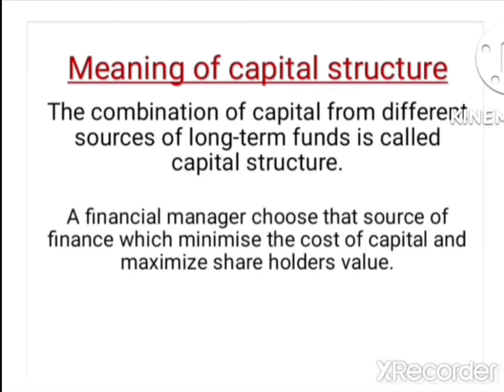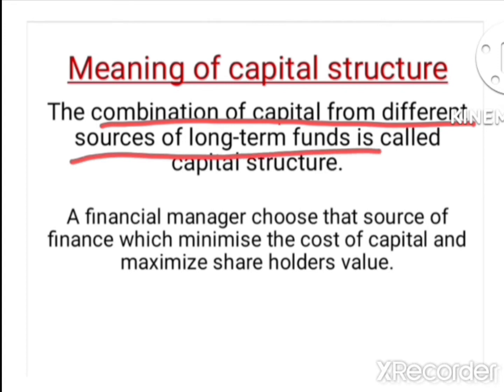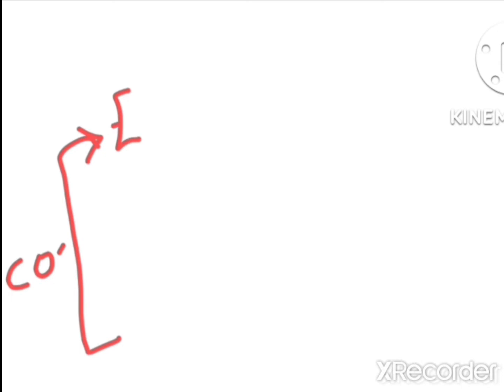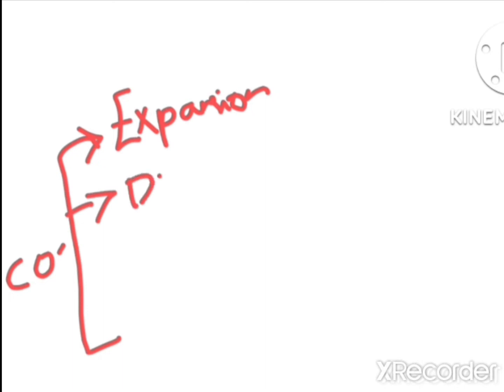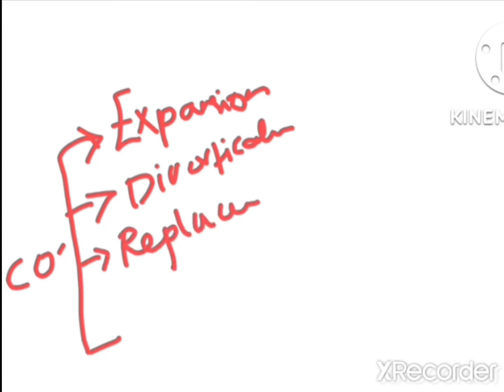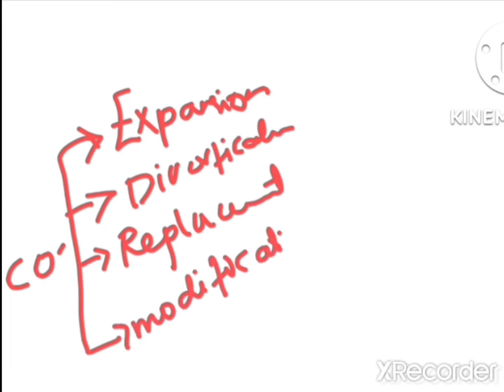First we'll understand the meaning of capital structure. The combination of capital from different sources of long-term funds is called capital structure. Here, by giving an example, I will explain this meaning. Suppose you have one company and you want the growth of your company. The growth can be the expansion of business, the diversification of business, the replacement of business, or the modification of business.